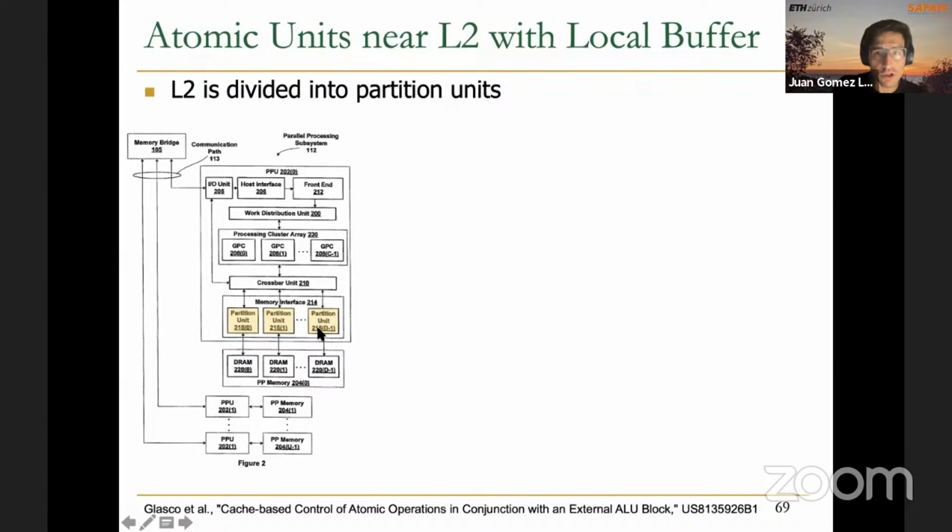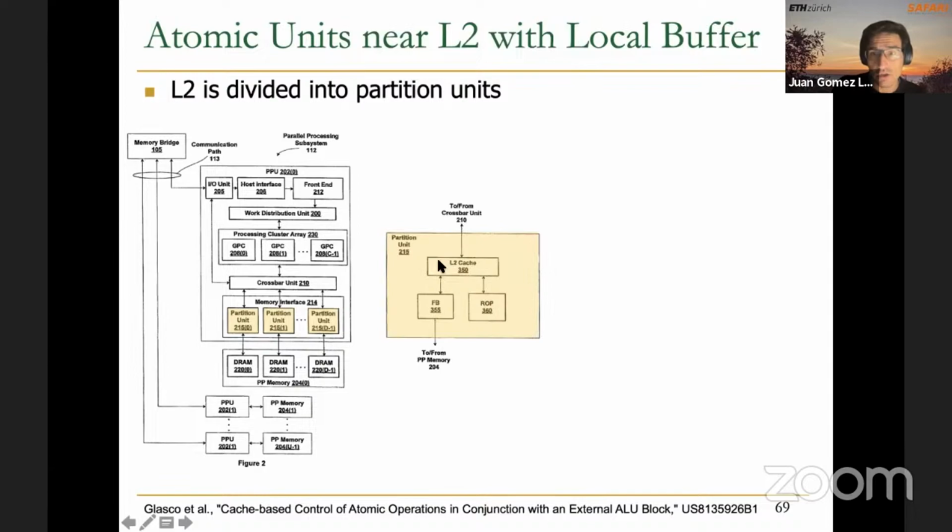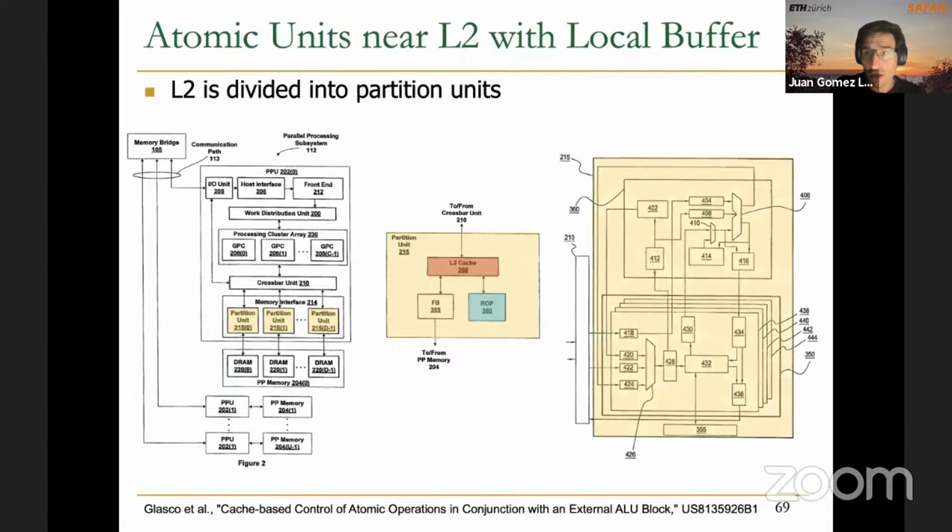Each of these partition units in reality is part of the L2 cache. As you can see on the screen, here we have the L2 cache, and here we have something called ROP. This ROP is in reality one of these atomic units near the L2, but we can even look closer into the implementation of this partition unit, and here we can identify this part here, which is the L2 cache.